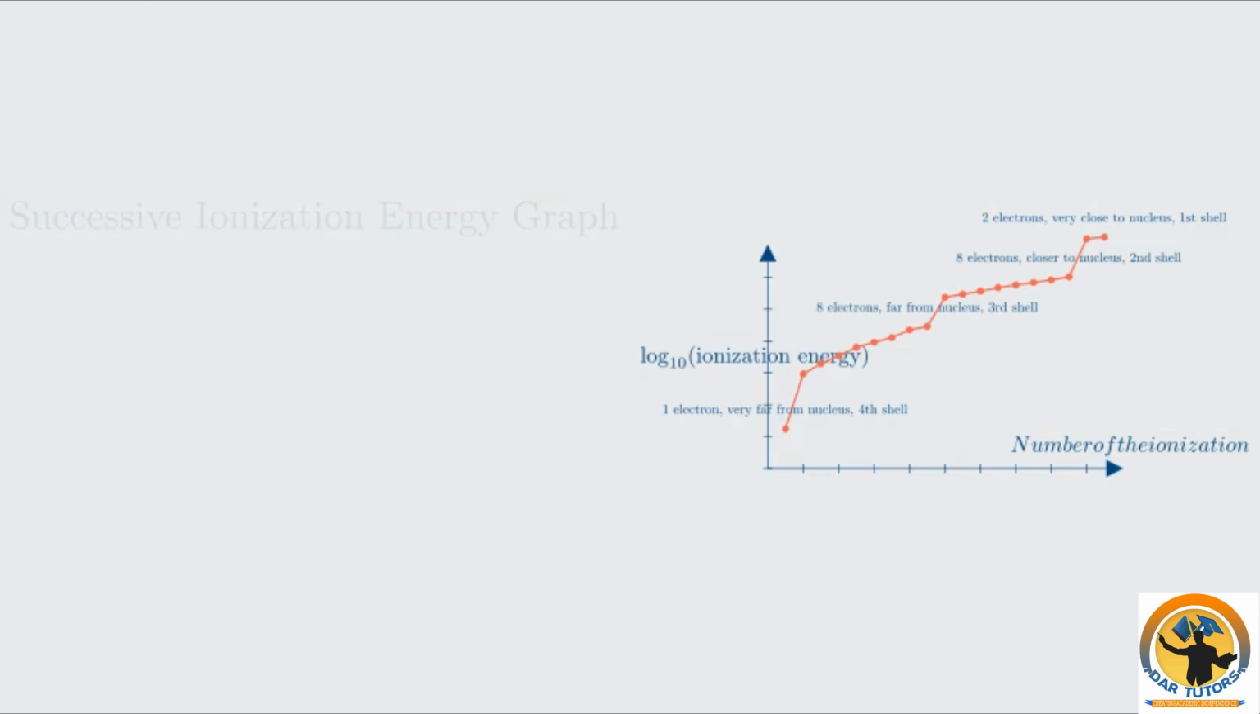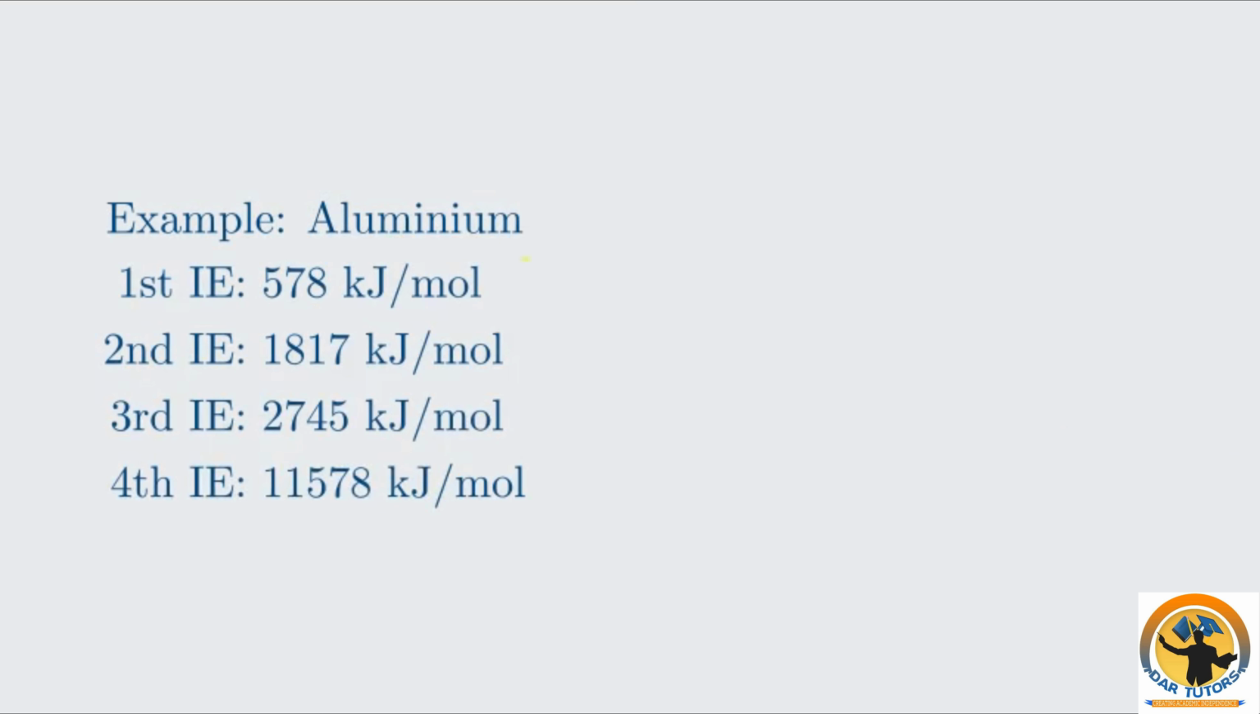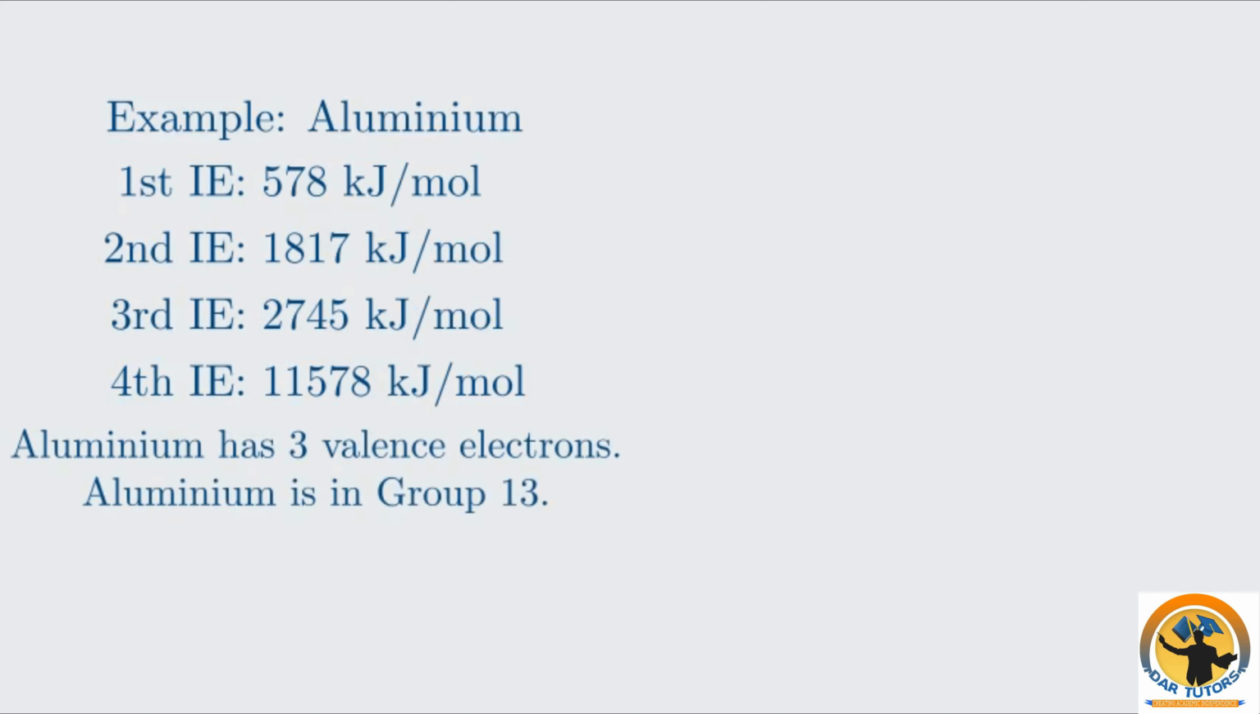By identifying this jump, we can deduce the number of valence electrons and therefore the group of an unknown element. Consider the successive ionization energies of aluminium. We see 3 relatively small increases, followed by a huge jump for the 4th ionization. This indicates that aluminium has 3 valence electrons in its outer shell. Therefore, aluminium is in group 13 of the periodic table.